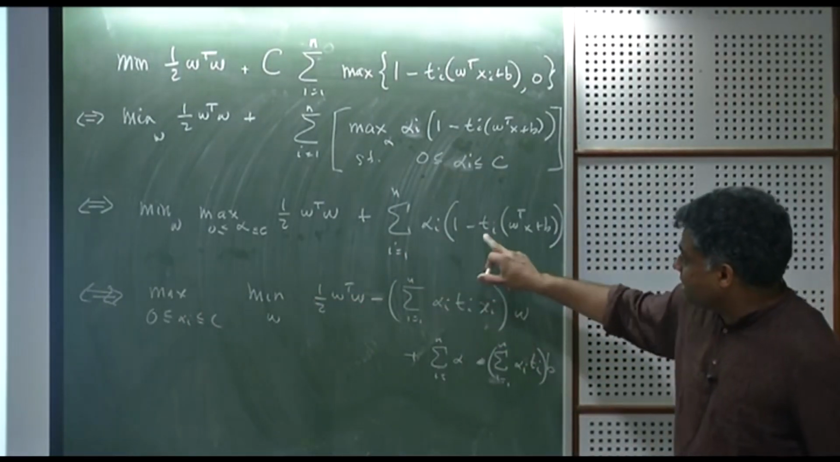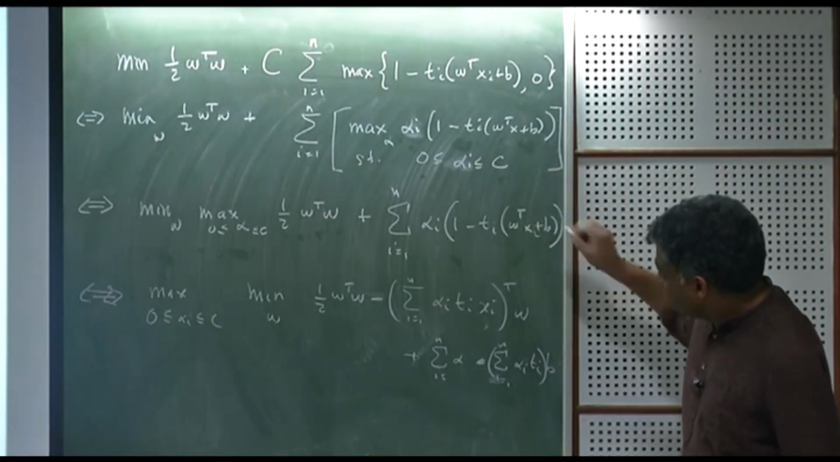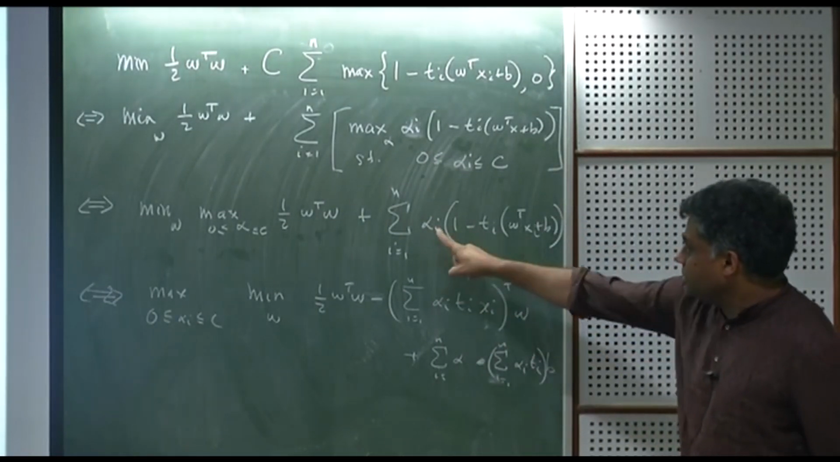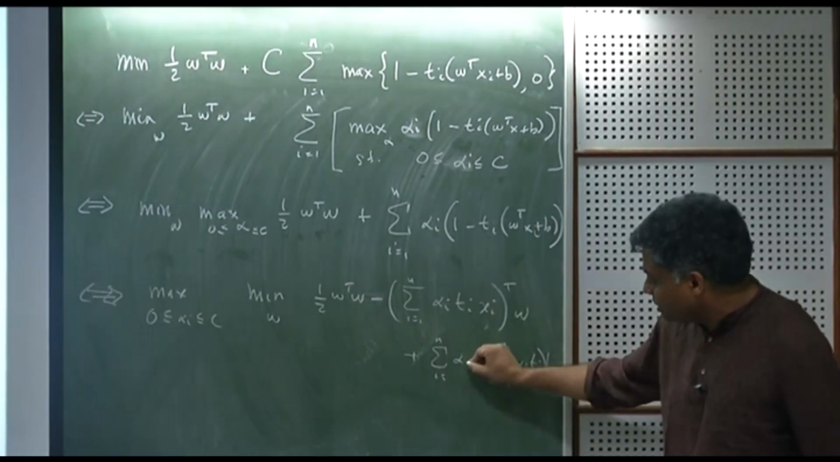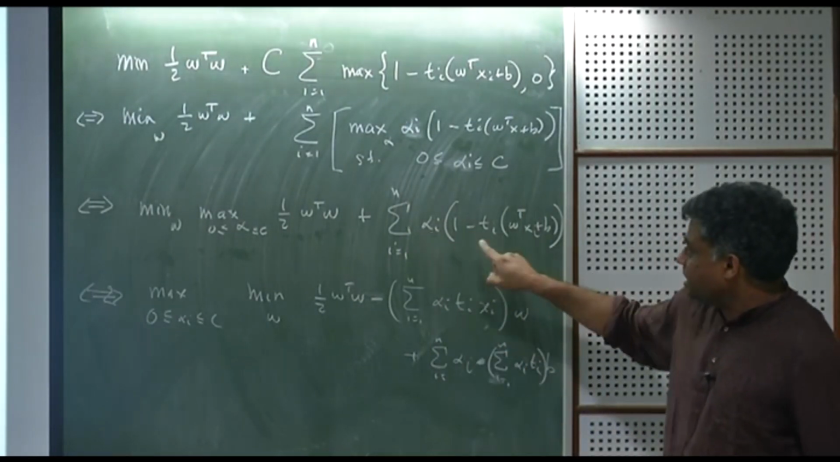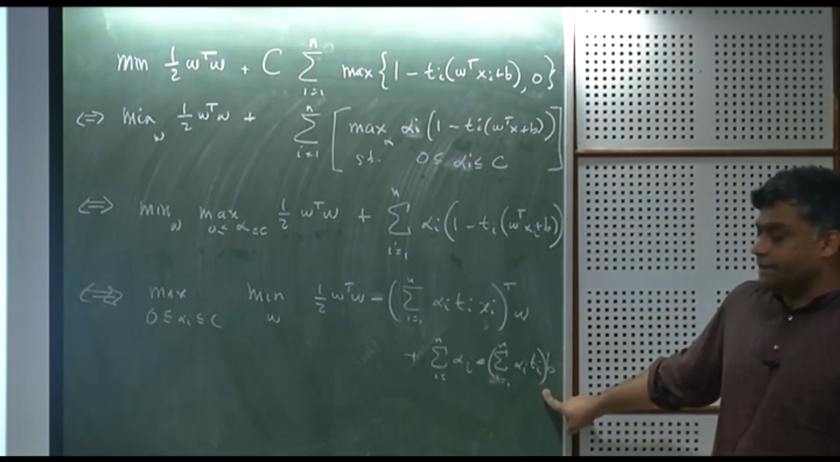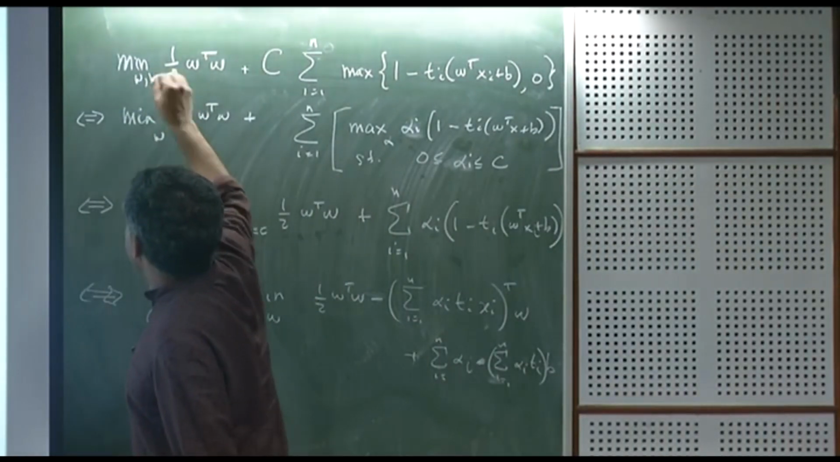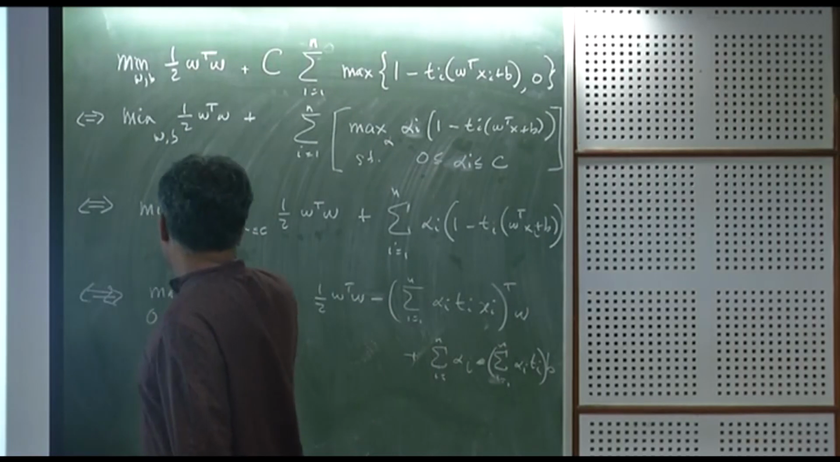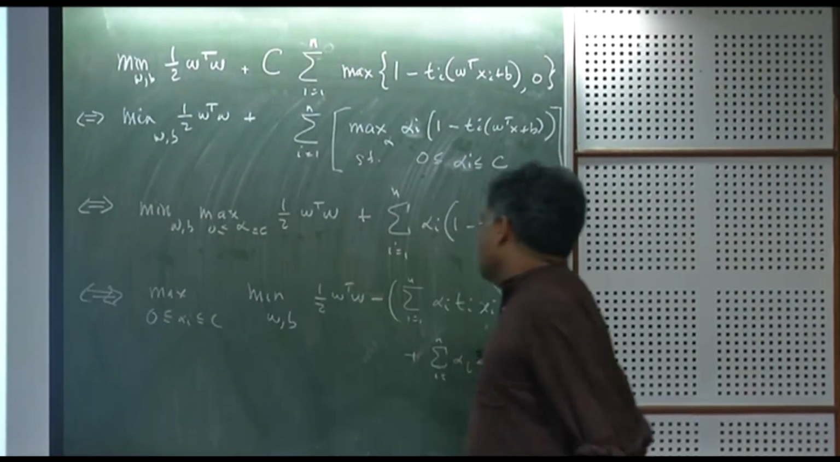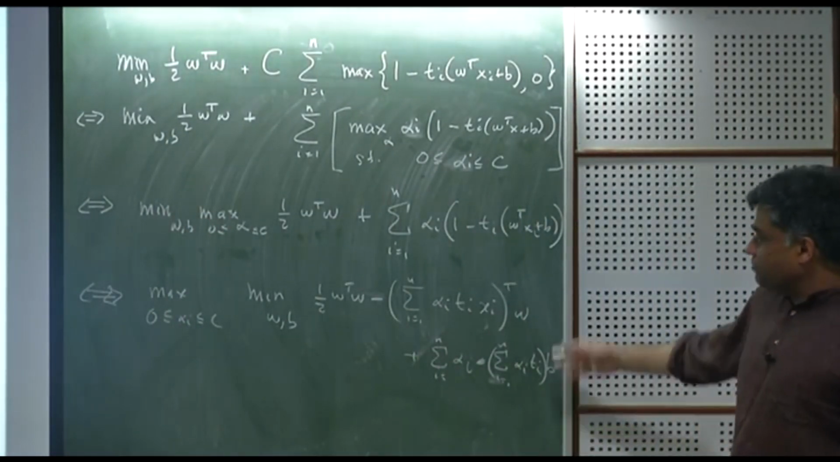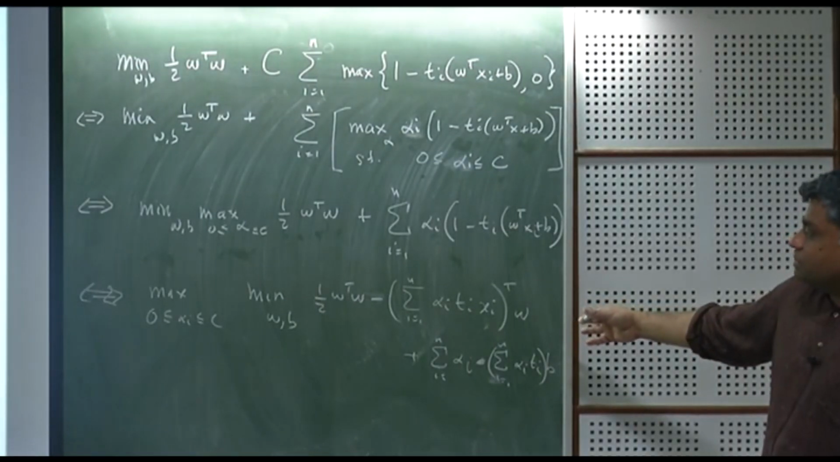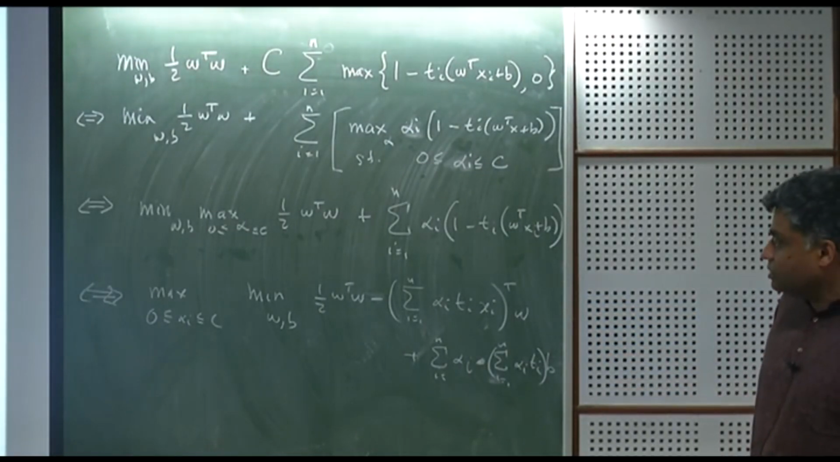This one is alpha_i t_i x_i transpose W, summation of alpha_i is sitting over here. Then the last one is alpha_i t_i times b, which is sitting over there. And sorry, I forgot, this optimization is over W and b. So if I do the optimization with respect to W and b inside, I take the gradient and set it equal to 0.